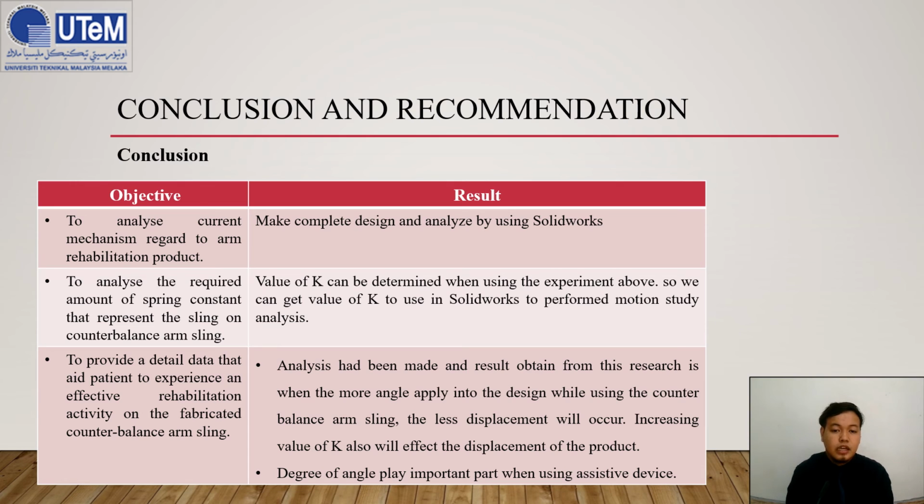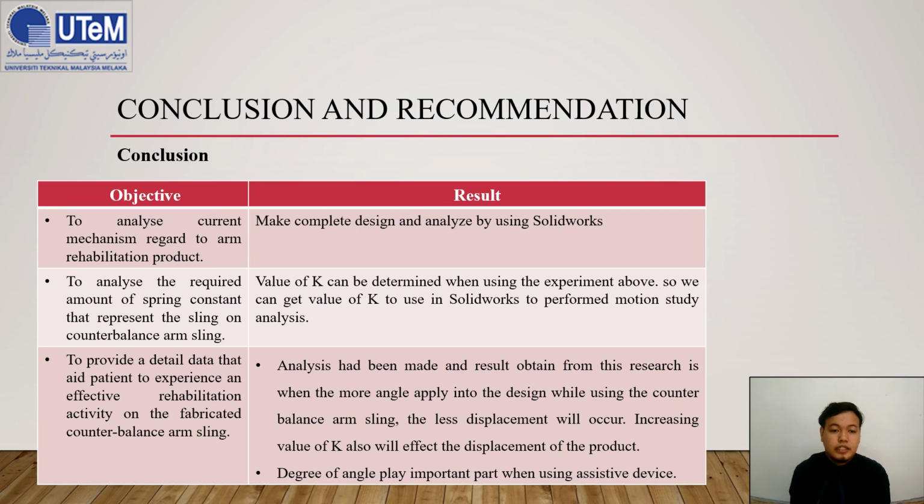So the objective one for my product is to analyze the current mechanism regarding arm rehabilitation products. The result is I was able to make a complete design and analyze it using SolidWorks. The second one is to analyze the required amount of spring constant that represents the sling on the counterbalance arm sling. As a result, I get a value of K that can be determined using the experiment above, so we can use the value of K in SolidWorks to perform motion study analysis.